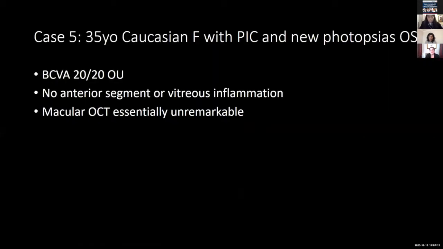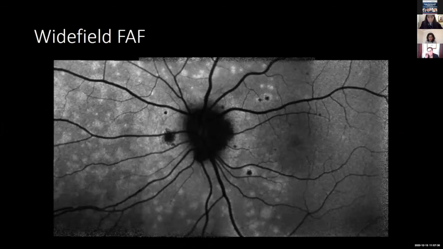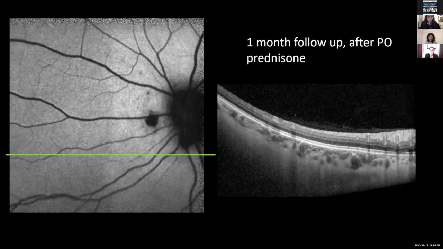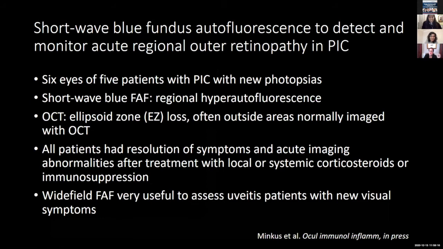Our next case is a 35-year-old woman, also with PIC and also with new photopsias in her left eye. Her examination is really unremarkable except for some old PIC lesions. And she came with an OCT just of the fovea that was completely normal. But here we can look at her fundus autofluorescence. And again, you can see extensive hyperautofluorescent lesions, in this case, mostly nasally. And here's OCT through that area, and you can see there is segmental or patchy loss of ellipsoid in the hyperautofluorescent areas. And here she got put on oral prednisone, and you can see the autofluorescence has recovered completely, as has the OCT.